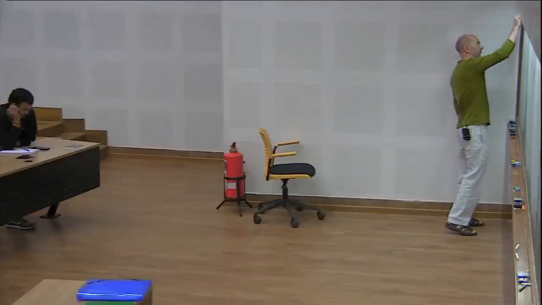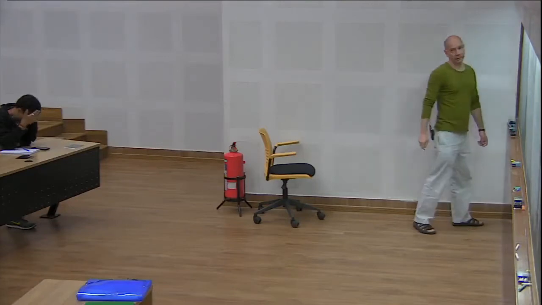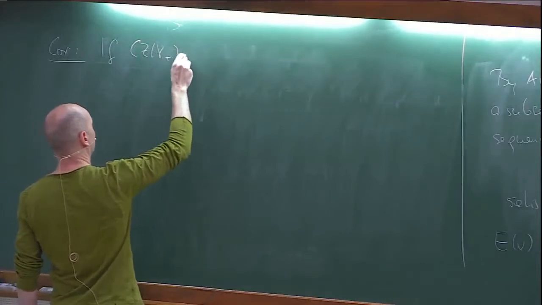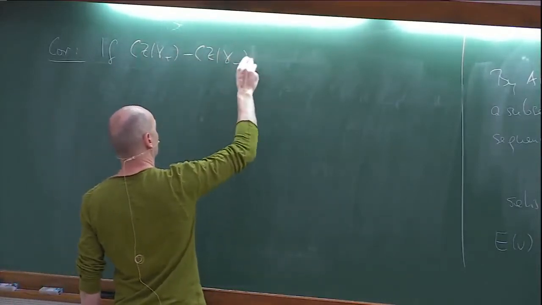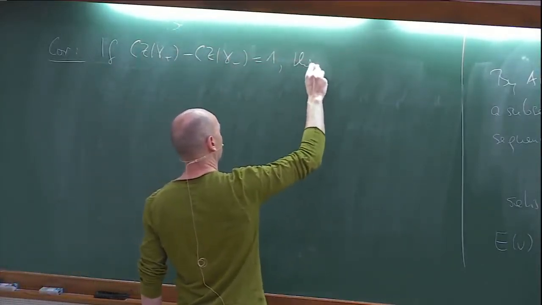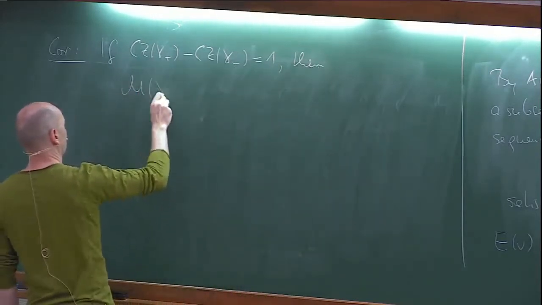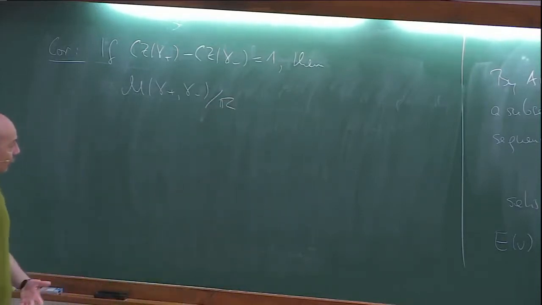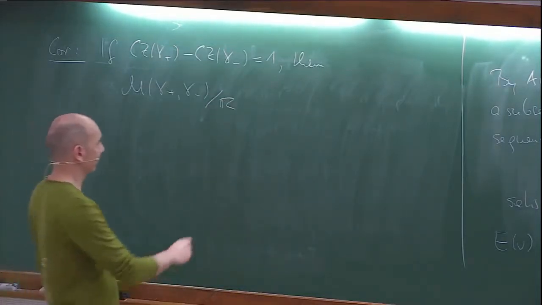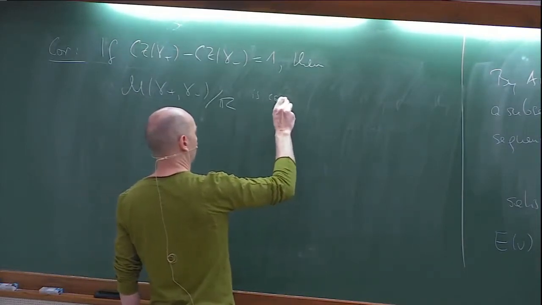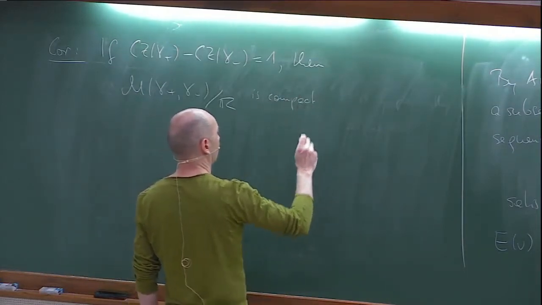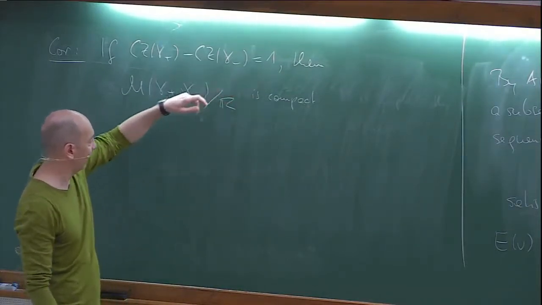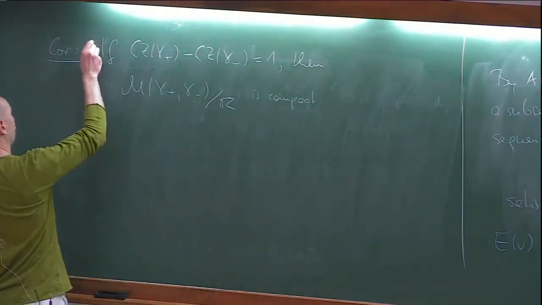All right, so the corollary is that if the difference of container indices is equal to 1, then the moduli space up to shift is compact. Well, it's of dimension 0 after modding out the R action, because it was of dimension 1 before, but it's also compact.